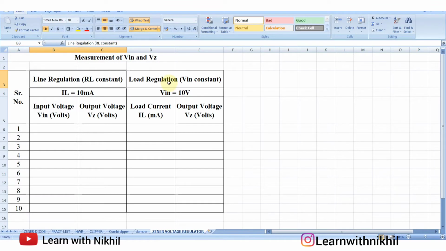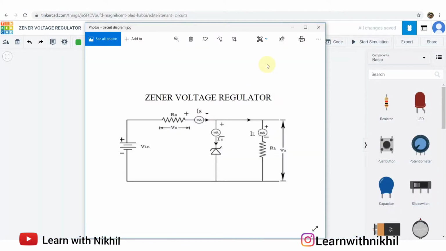And in load regulation, you have to keep the input constant, you have to vary the output current, and you have to measure the output voltage, that is Zener voltage. So our input will be constant. We have to vary the current. You can vary the current through this resistor. So here we'll attach a variable resistor. We'll change this variable resistor, which will change the current, and we'll measure the VZ, that is output voltage.